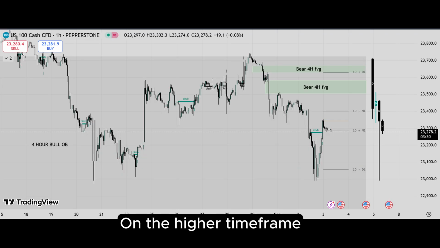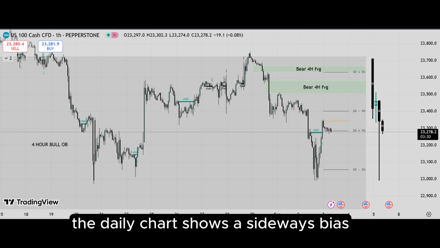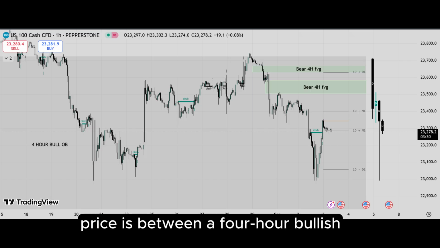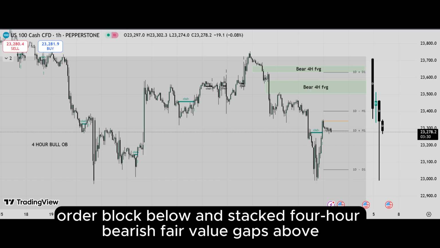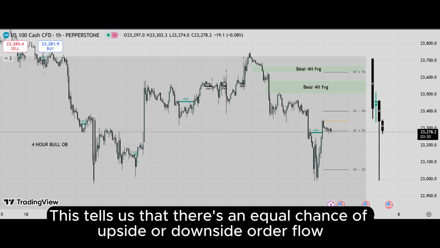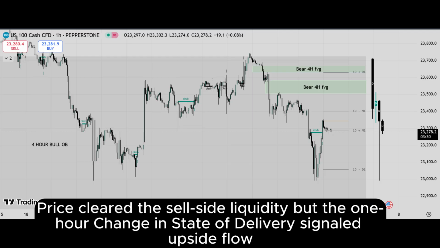On the higher time frame, the daily chart shows a sideways bias. On the 1-hour chart, price is between a 4-hour bullish order block below and stacked 4-hour bearish fair value gaps above. This tells us that there's an equal chance of upside or downside order flow. Price cleared the sell side liquidity, but the 1-hour change in state of delivery signaled upside flow.